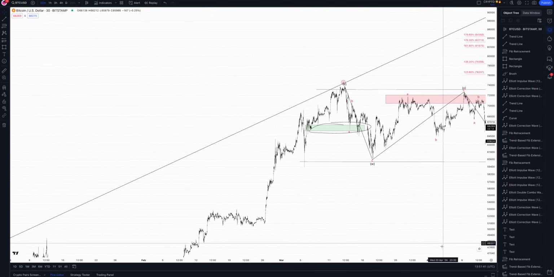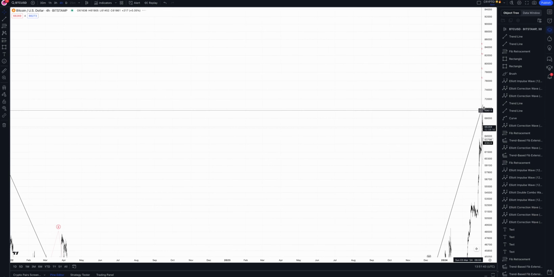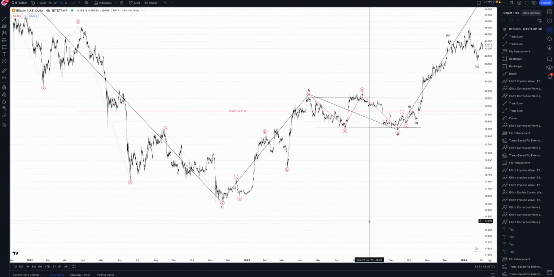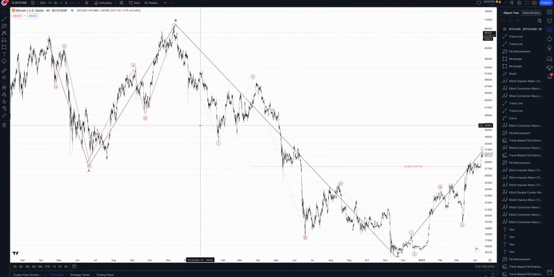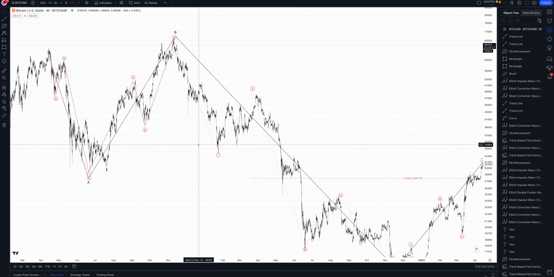Okay, so let's go ahead and zoom out a little here on the 4-hour time frame, and I'm going to show you exactly what Bitcoin is doing, because a lot of people have the wave count wrong, and I'm going to show you the real wave count. I'm going to show you exactly what Bitcoin's doing here.